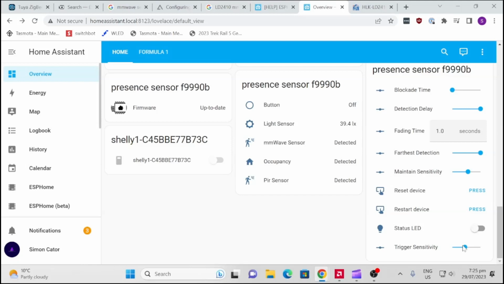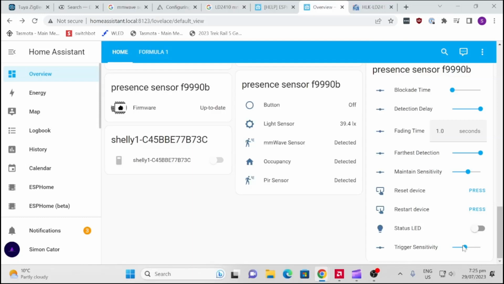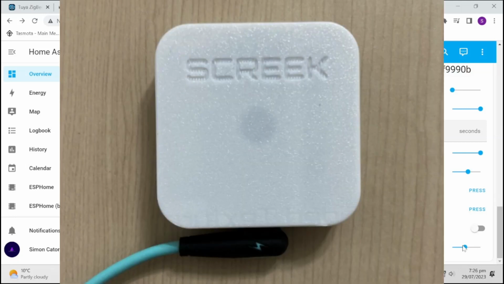But I've got a new sensor that I've just ordered, and it's a really exciting one because this sensor can actually measure 3 different people in a room. So it can actually tell me how many people, 1, 2, or 3, are in the room, and it tells me where they are, the distance they are away, and all these sort of things. So really exciting. I've ordered it. It's called a Screek, very cost effective as well, and I will show you that the moment I get it.